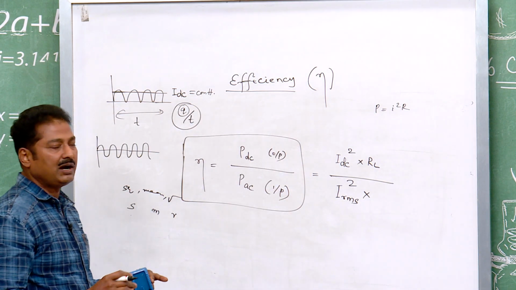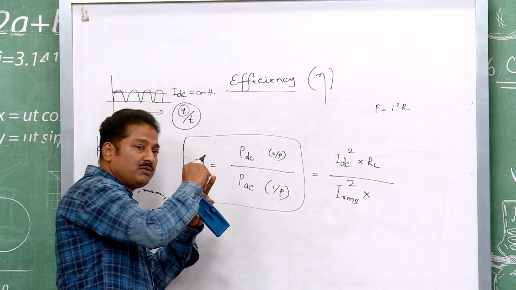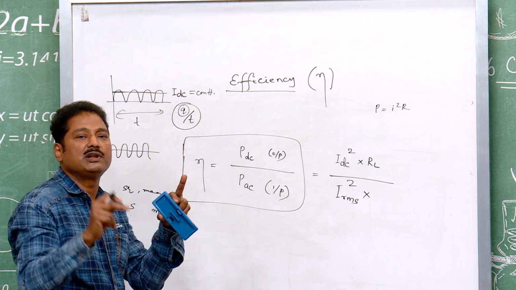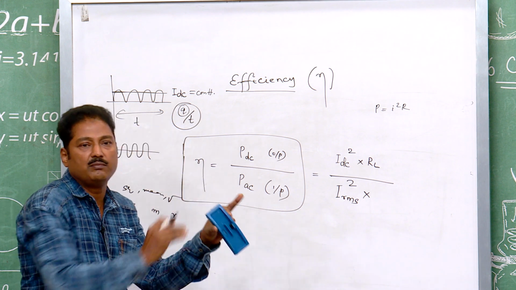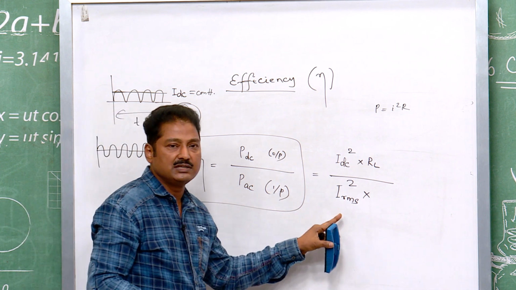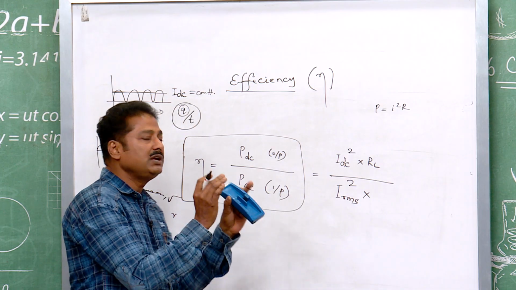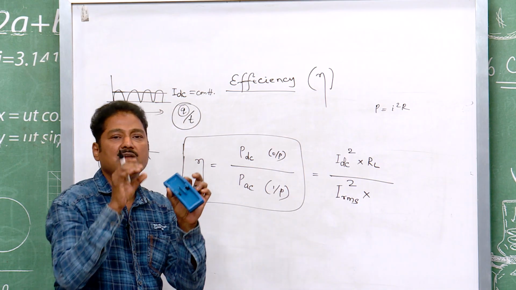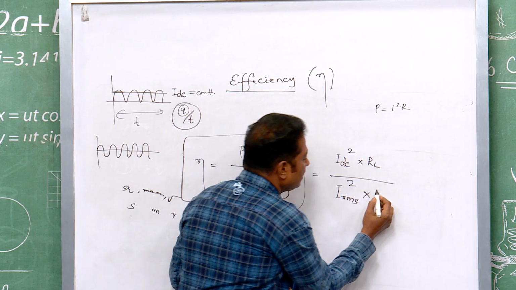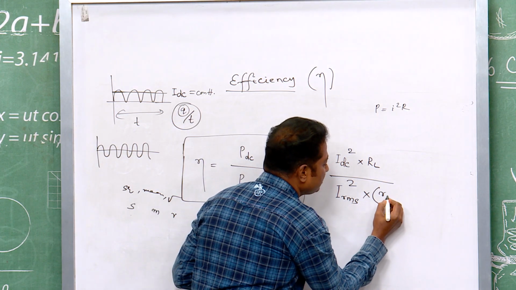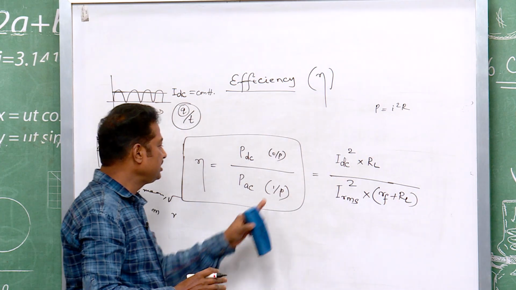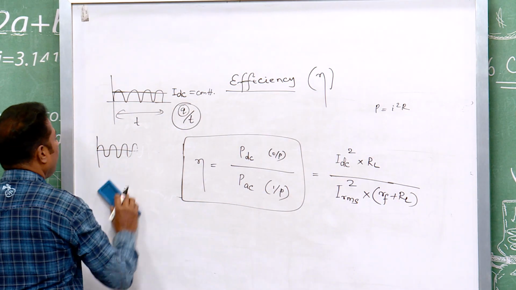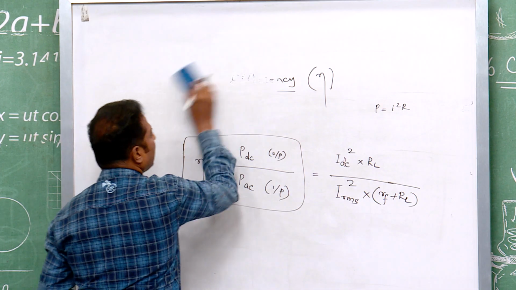in AC what happens, the diode comes along with the load resistor. The diode resistance and load resistor both come in series with the AC signal, but the output we concentrate on the RL only. So, there will be two resistors in the input case. So, this is your formula. So, now come to the calculation.